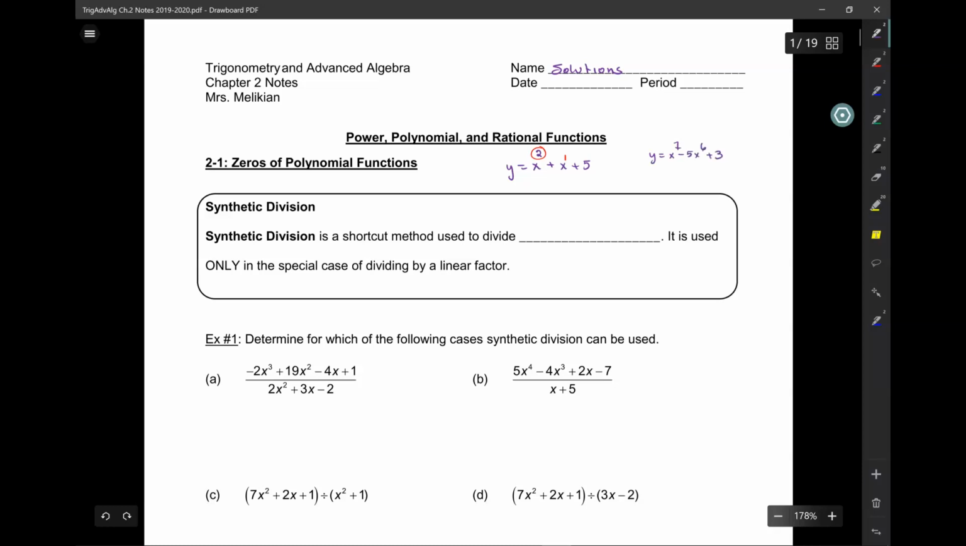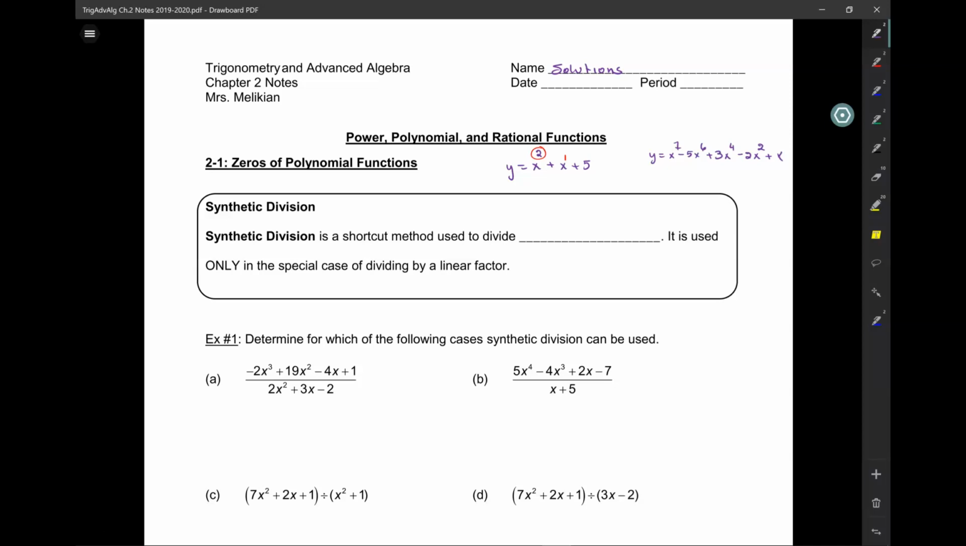6 plus 3x to the 4 minus 2x squared plus x. That is a polynomial function. Variables raised to exponents, and all the exponents are either 0 or another positive integer. Okay. That much for that.